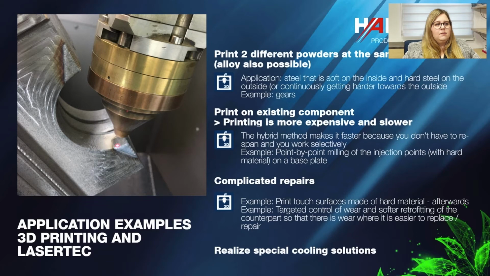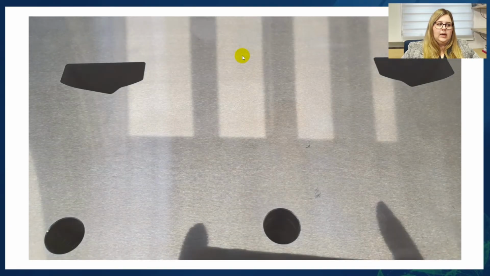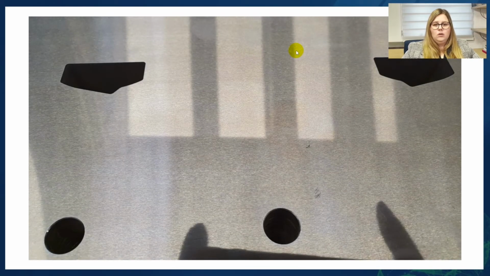As I said, it is possible to print two different types of materials simultaneously, and this makes it possible to create alloys. This can be done, for example, if we have a softer steel on the inside and a harder steel on the outside of a component. This is, for example, the case for turbine blades or in some gears and wheels.